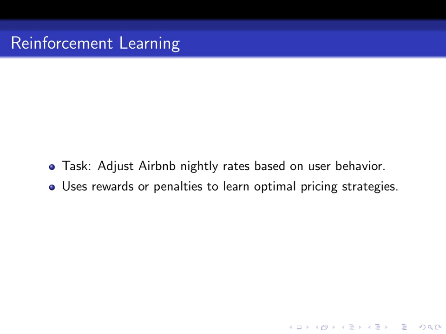Reinforcement learning focuses on optimizing decisions through trial and feedback. For example, adjusting Airbnb prices based on user interactions involves rewards or penalties. This helps learn the best strategies for pricing dynamically.